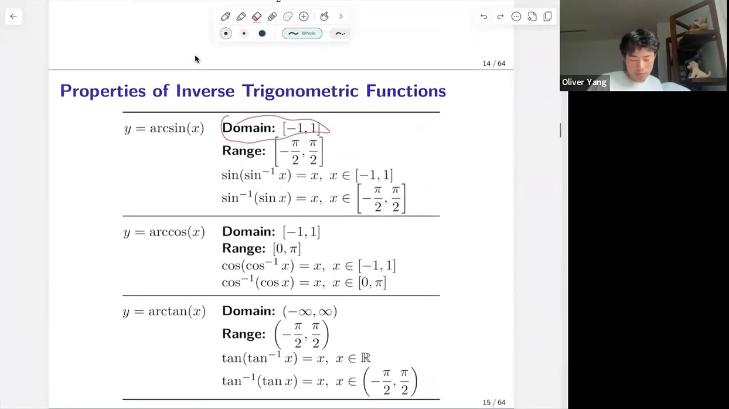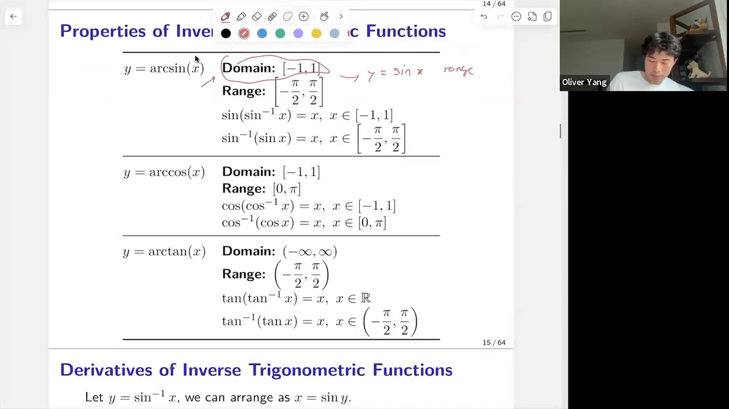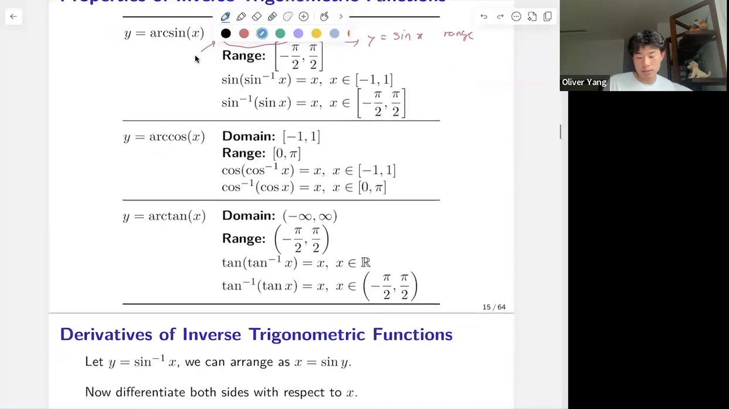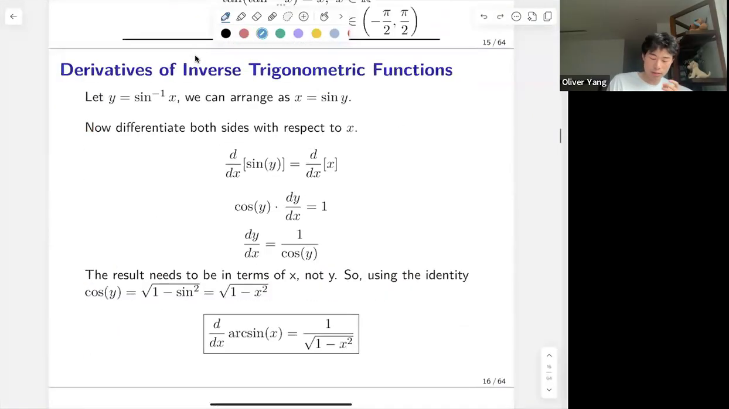We can see that the domains of each one is the same as the ranges of our normal trig function, right? So in this case, y equals arc sine x, the domain here is the same as y equals sine x's range. And obviously because they're inverse functions, if we put them together, they cancel each other out, leaving only x left, with their domains here as well. But I don't think you need to know that too deeply.